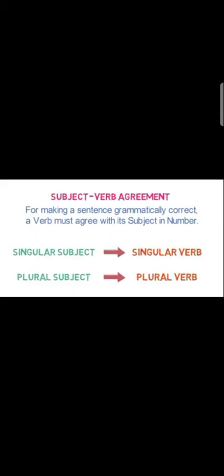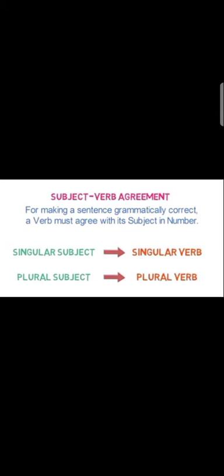In short, I will say that to know about the subject, you can ask the question who, and to know about the verb, the question can be framed with what. And the answers that you will be getting will be the subject and the verb in the sentence. So now you know what is a subject in the sentence and what is the verb in the sentence.